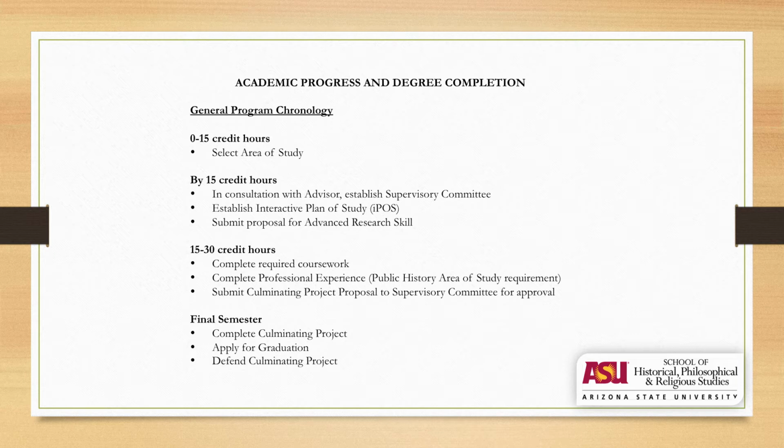By 15 to 30 credit hours, you should be completing your required coursework, completing your professional experience if you are a public history student, and submitting your culminating project proposal. In the final semester, you can see that you're focusing on that culminating project as well as defending that culminating project, and you're also applying for graduation.